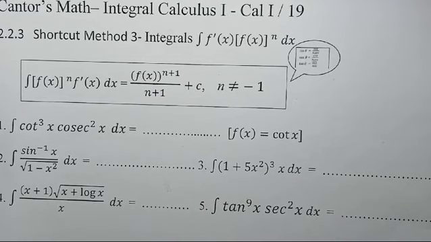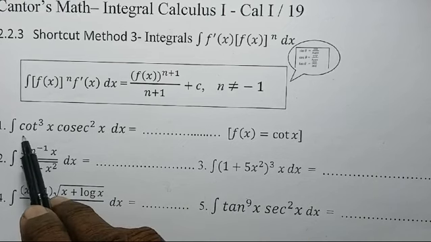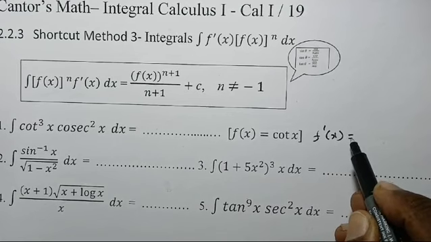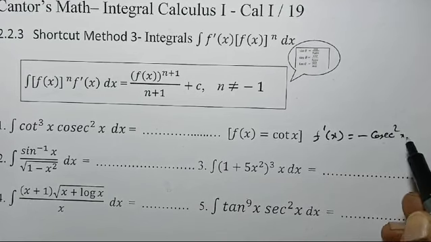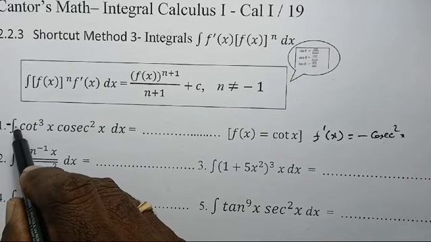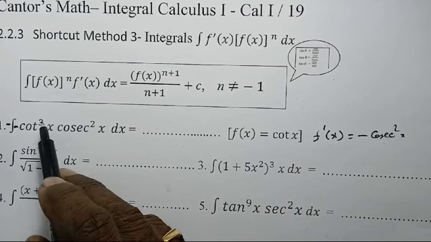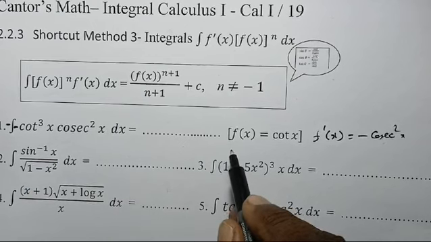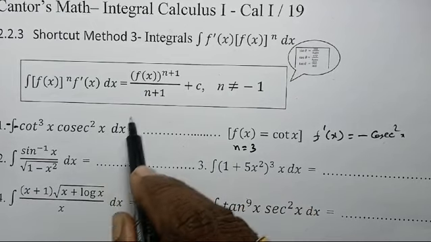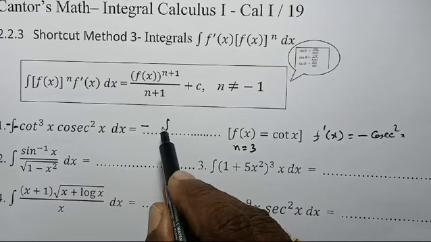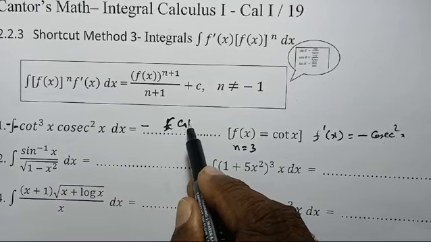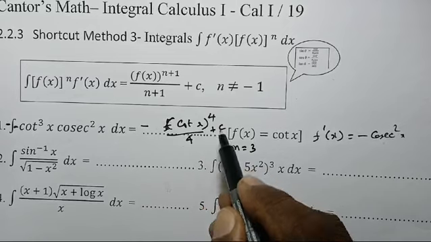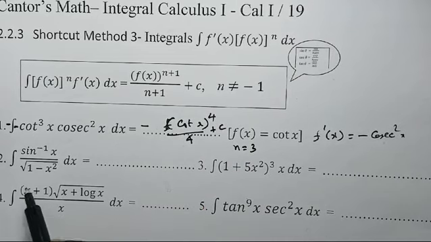Now come to problem number 1. Here you have to select f of x. Here f of x is cot x. Why? If you differentiate f of x, you will get f dash of x. F dash of x is minus cosecant square x, isn't it? Therefore, you put minus and minus here. Here f of x is cot x, therefore f of x whole power n equals cot cube x, so n equals 3. Now you apply the formula: minus, f of x means here cot x whole power 3 plus 1, 4 by 4, plus c. Isn't it? Any difficulty?